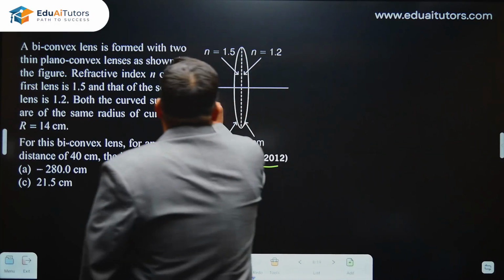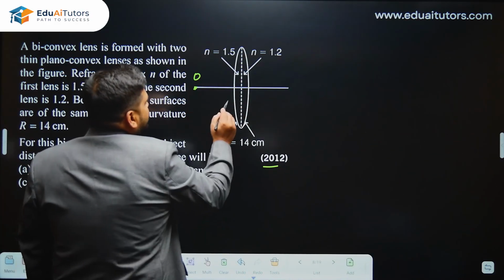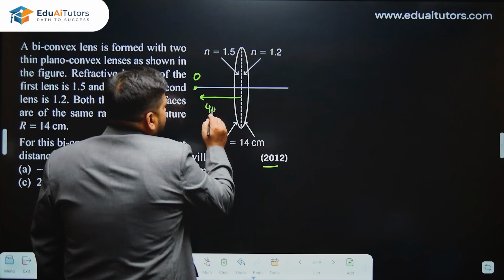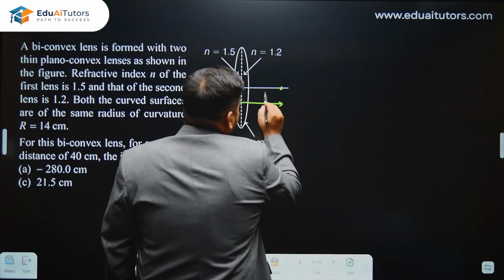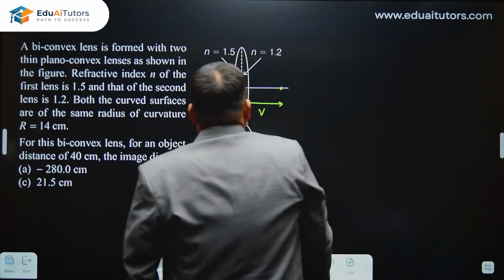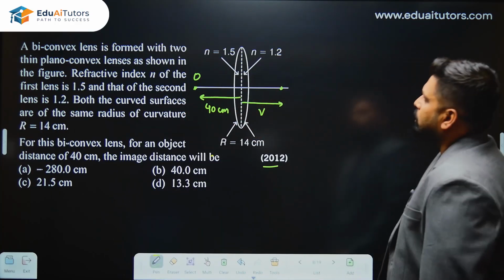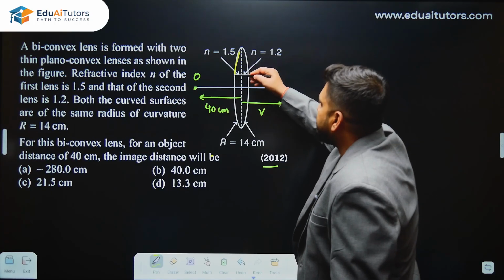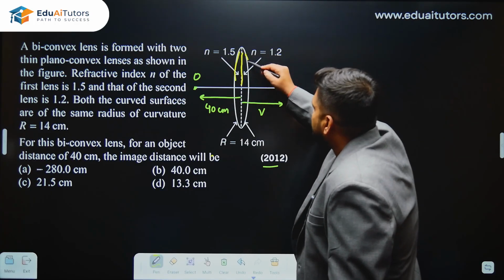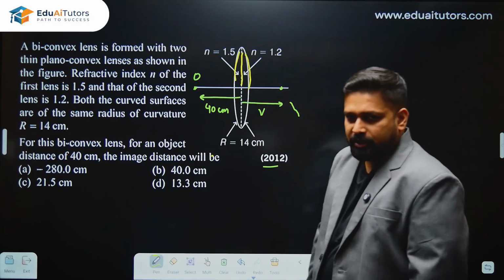So they're saying that there is an object which is placed over here, and this distance from here is 40 centimeter. They want us to find where the image is formed. Let us say this is V. All right. Now, first of all, identify the surfaces. How many surfaces is the light going to encounter? 1, 2, 3, isn't it? So 3 surfaces.